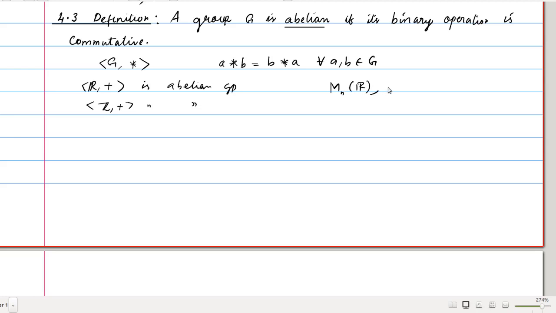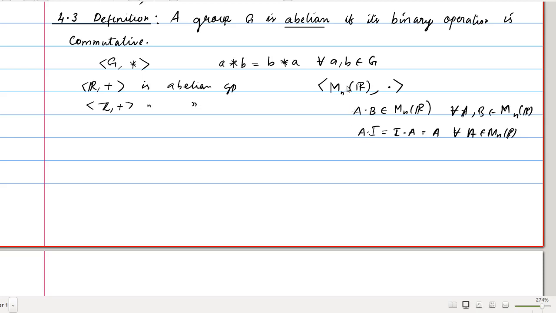If you consider this under multiplication, does this form a group? The set of all n by n matrices under matrix multiplication. We know that the product of any two n by n matrices is again in M_n(R), for all A, B belonging to M_n(R). So matrix multiplication is a binary operation on this M_n(R), and if we have the identity matrix, then we get A times I is equal to I times A is equal to A for all A belonging to M_n(R), which establishes the existence of identity.